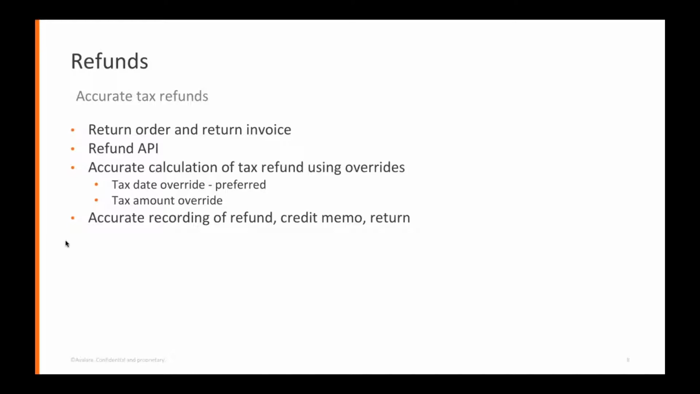I've sold a product, and I've invoiced it. I'm now accepting the product back and giving a full refund. The refund API will identify the invoice. It will pick up key information, most importantly the original invoice date. That original invoice date was the date that was used to calculate the tax that was charged to the customer on the sales invoice.